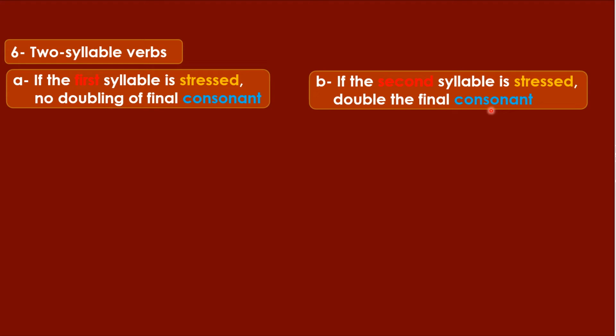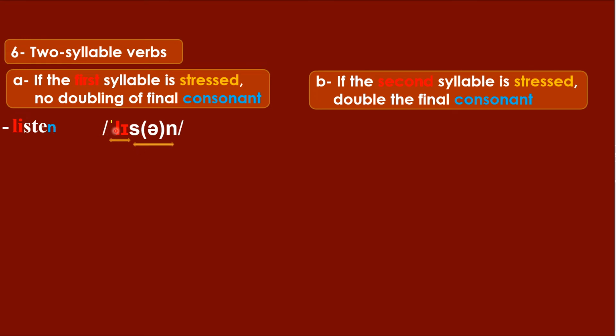Let's have a look at some examples. Look at, for example, listen. It's a two-syllable verb. Let's have a look at the phonetic transcription. So it consists of two syllables. Lis, this is one syllable, and sin. This is the second syllable.